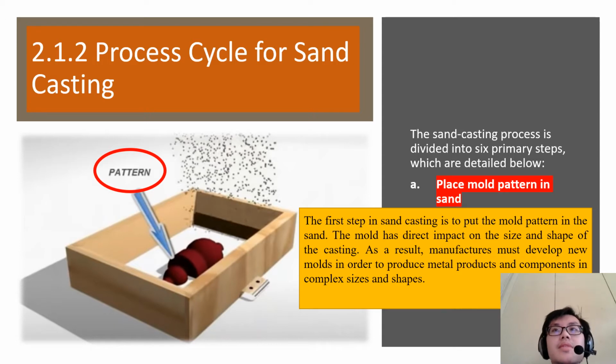The sand casting process is divided into six primary stages. The first step is to place the mold pattern in sand. The mold has a direct impact on the size and shape of the casting. As a result, manufacturers must develop new molds in order to produce metal products and components in complex sizes and shapes.